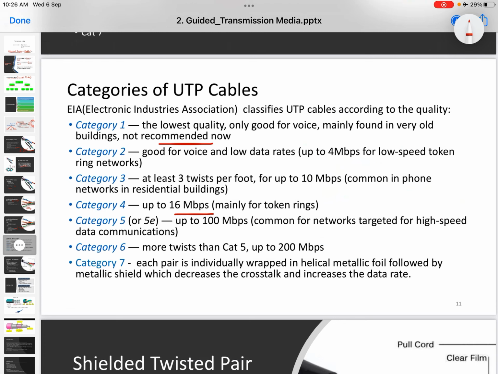Category 4 is up to 16 Mbps, mainly for token rings. Category 5 or 5E, where 5E is the enhanced category, is up to 100 Mbps, common for networks targeted for high speed data communication. Category 6 has more twists than Cat 5, up to 200 Mbps. Then category 7.